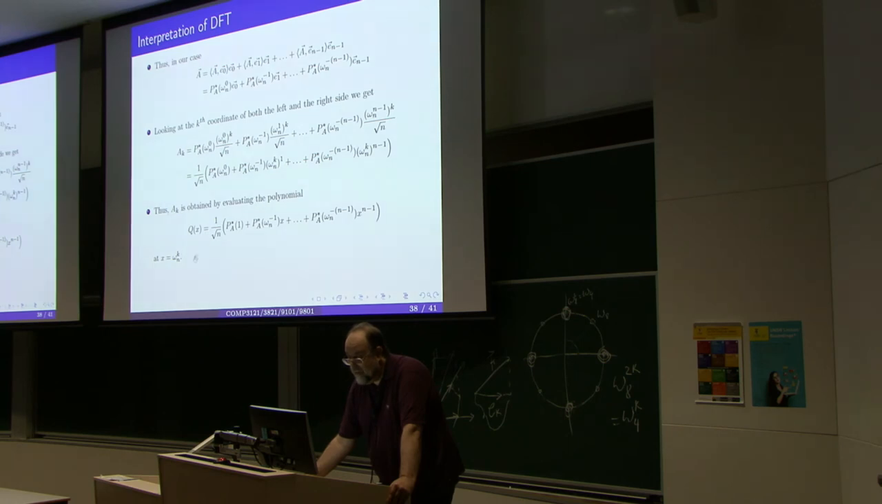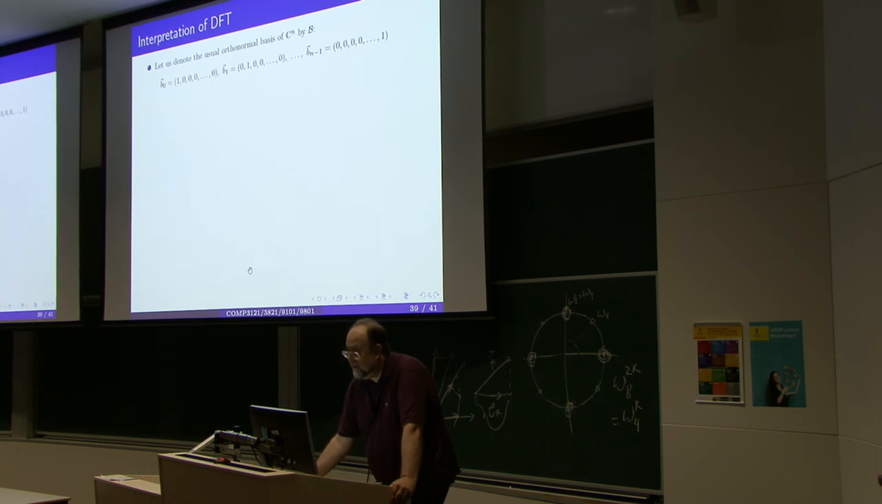So AK is obtained by evaluating the polynomial whose coefficients are the values of the polynomial that corresponds to the initial sequence at the roots of unity of order n. But this is precisely what the inverse Fourier transform does.